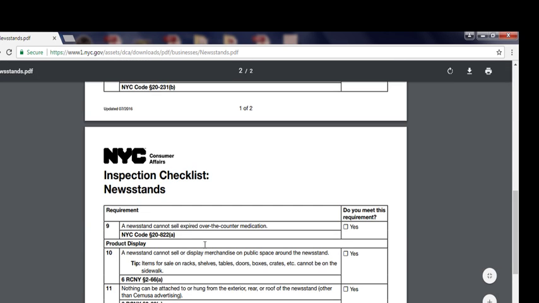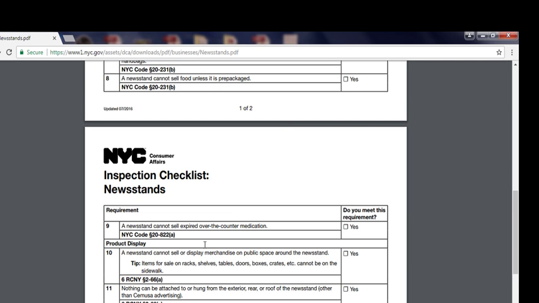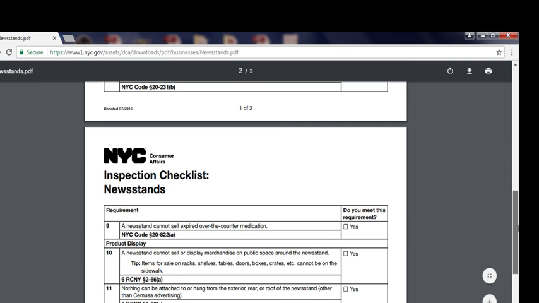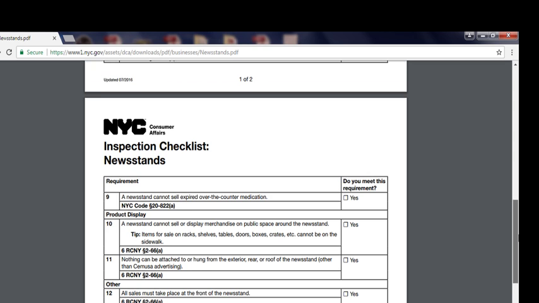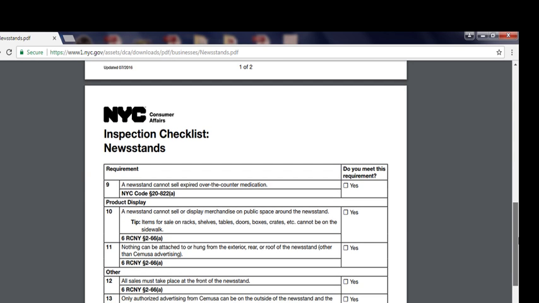Number 9, a newsstand cannot sell expired over-the-counter medication. I mean, that's sort of self-explanatory, but people do sell expired medication. You'll be surprised. And if you do find any medication at your newsstand that's expired, make sure you throw it away, because if you give it to a guy that might be an inspector, you can get a summons for that.